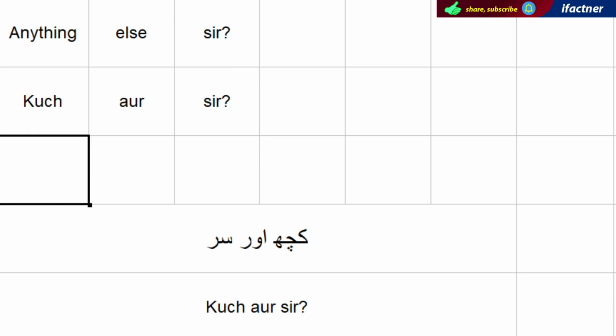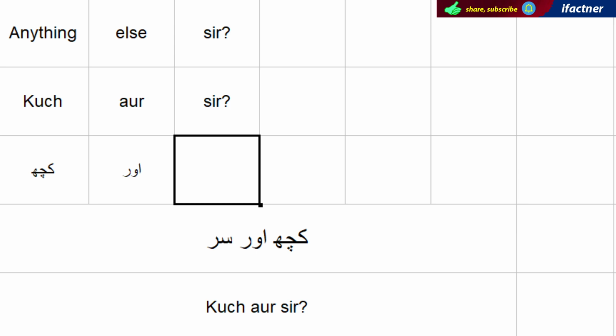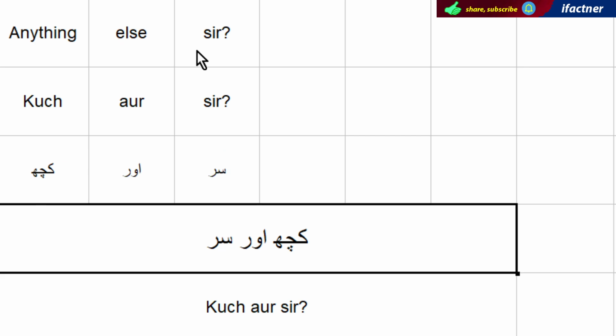Now let's see how we type kuch or and sir, and let's spell it. Kuch is kaf, che, do chashmi he, kuch. Or is alif, waw, re, or. Sir is seen, re, sir. कुछ और sir. Anything else, sir? कुछ और sir.